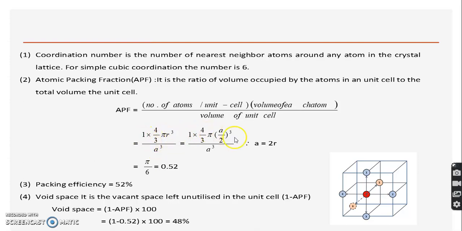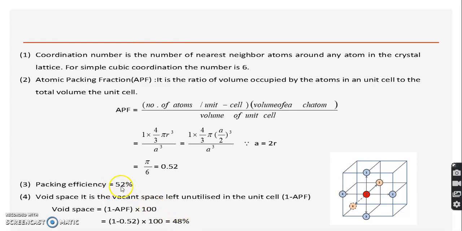But r can be written as per this, because we know 2r is equal to a, or r is equal to a by 2. So we substitute a by 2 whole cube divided by a cube. So a cube and a cube will cancel. Whatever numbers we get after the division, we will get nothing but 0.52. So the packing efficiency will be 0.52 into 100, that is 52%, and the void will be nothing but 100 minus 52%, which is 48%. You can see that these are very comparable numbers.